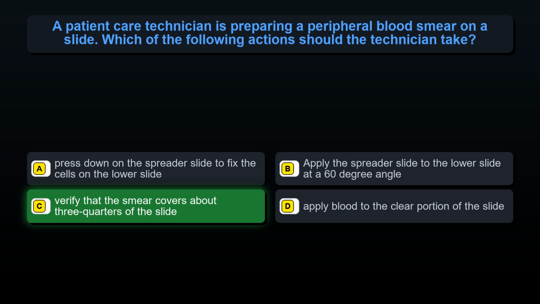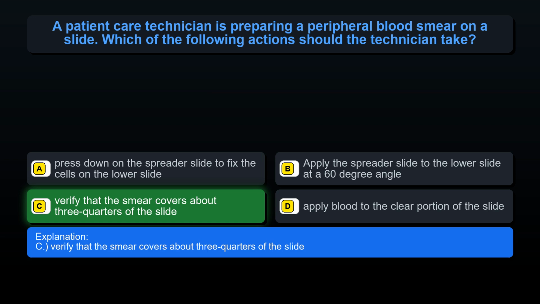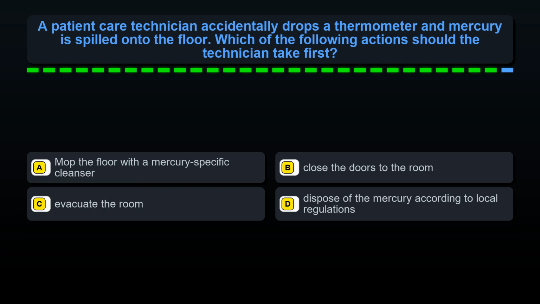The correct answer is option C, verify that the smear covers about 3/4 of the slide. C, verify that the smear covers about 3/4 of the slide. Question 73. A patient care technician accidentally drops a thermometer and mercury is spilled onto the floor. Which of the following actions should the technician take first? Option A, mop the floor with a mercury-specific cleanser. Option B, close the doors to the room. Option C, evacuate the room. Option D, dispose of the mercury according to local regulations.